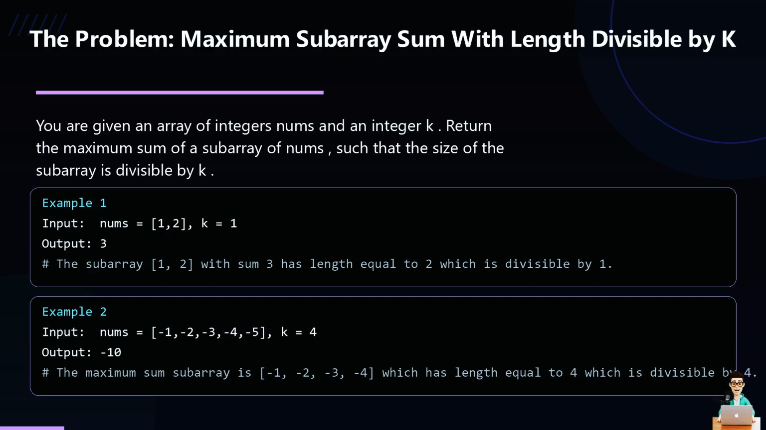You climb through the array looking for the subarray whose sum is the biggest. But with one twist: you're only allowed to pick subarrays whose length divides evenly by a given number, k. Given the array of numbers and that value k, the goal is to find and return that maximum possible sum.